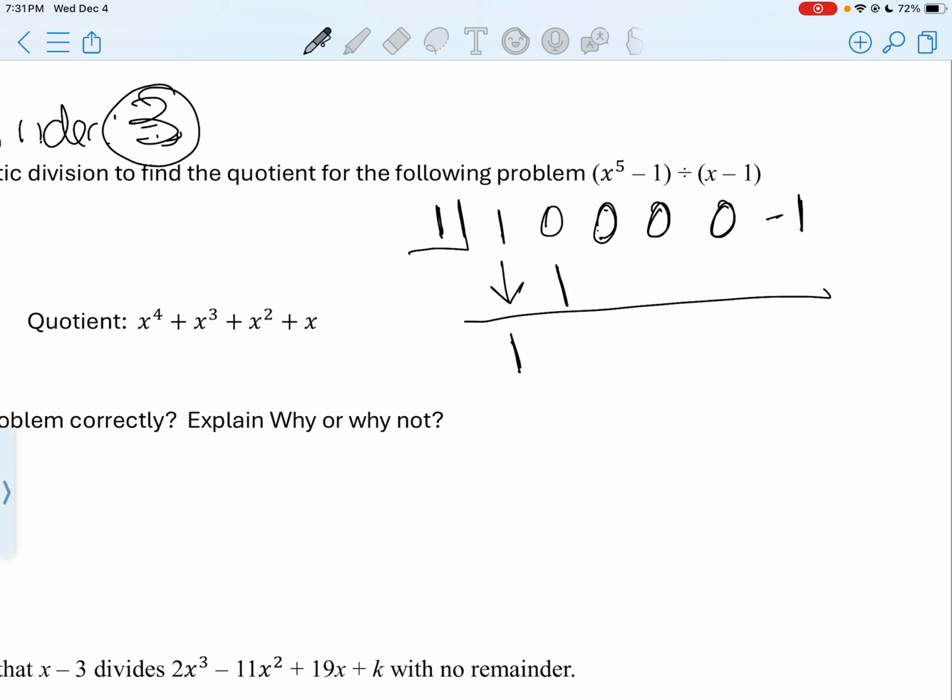Bring down that 1. 1 times 1 is 1. You add your columns. 1 times 1 is 1. Continue the same way, 1 times 1 is 1 each time. When I add my last column, I have 0. There is no remainder.